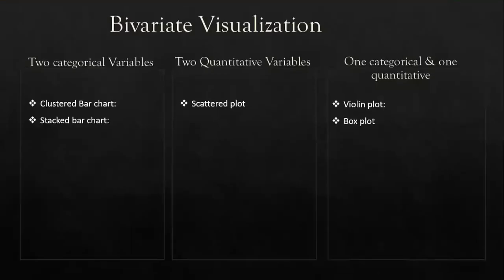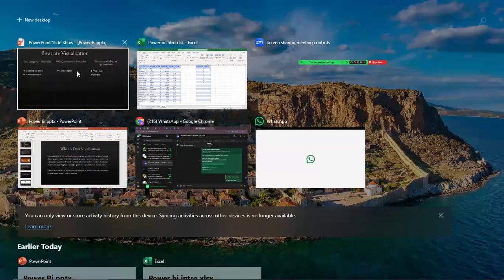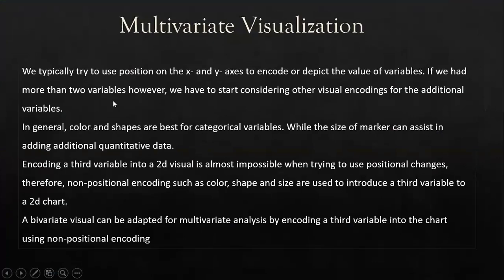So let's proceed. Another type, when you're considering two quantitative data, you use a scatter plot. There's also a violin plot and box plot when you're considering one categorical and one quantitative variable. But this is more advanced. When we get to this point, Excel doesn't have these kinds of charts, okay? But when we get more advanced, we are going to use them.